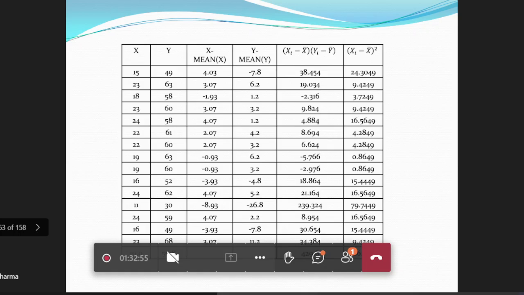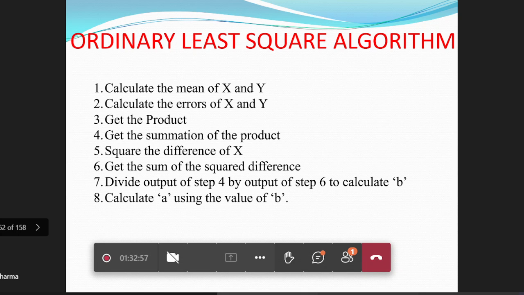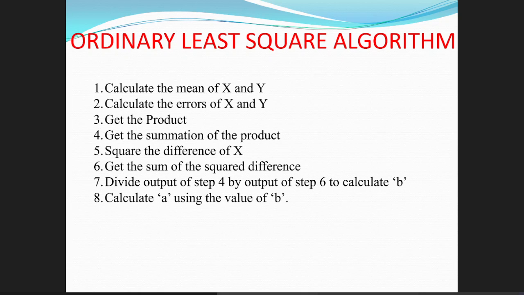So this is the ordinary least square algorithm, where we are calculating the mean of x and y. We are finding out the product, and the summation of the product. We are finding the square of x. Then we are getting the sum of the squared differences, and then we are finding out the values of a and b using these relations.